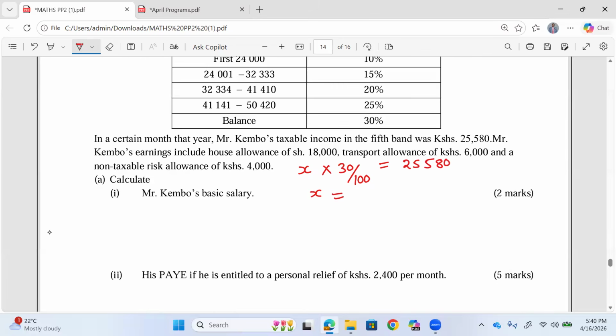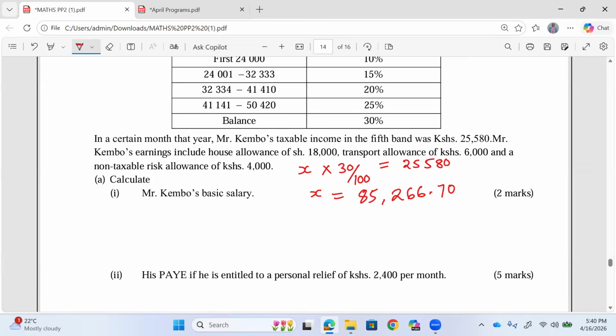So the value of x shall be, we multiply by 100 over 30 both sides. 25,580 by 100 over 30. That is the rate of 30%, so by 100 over 30, are we getting exactly 85,266.70, and 50 cents. So that's the amount that he has.